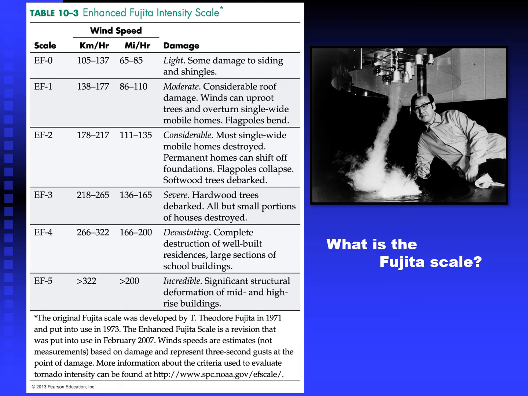And then on the far right, it tells you what kind of damage you're going to have. Even just an EF2, the damage can be considerable. Single-wide mobile homes destroyed. Permanent homes might shift off foundations. Softwood trees can be debarked. Even an EF1 can overturn single-wide mobile homes. Here's the thing. A mobile home or a vehicle of any kind is not a safe place to be in a tornado. That's just an unfortunate fact.